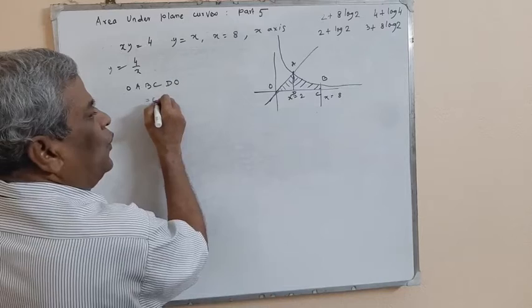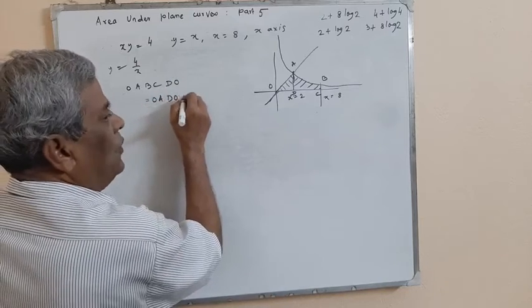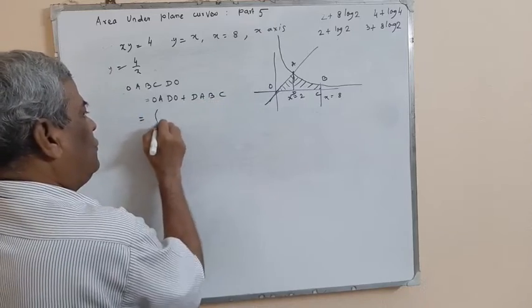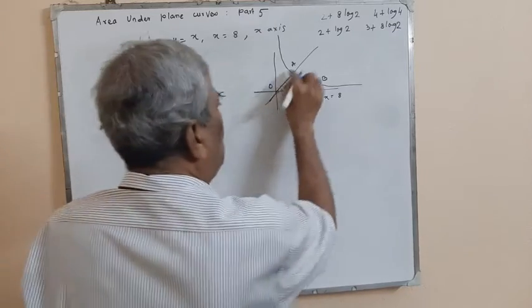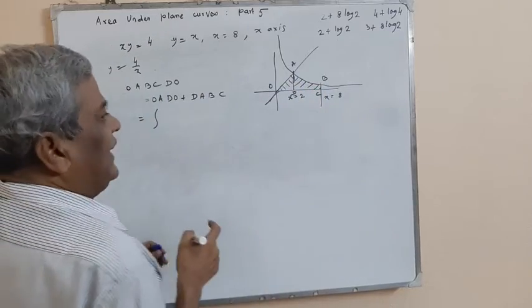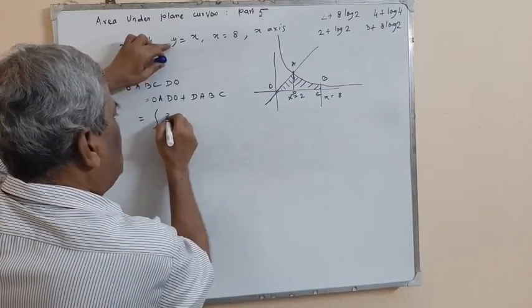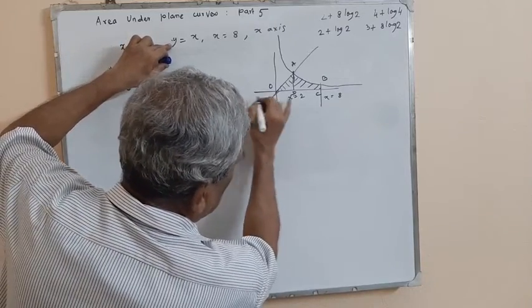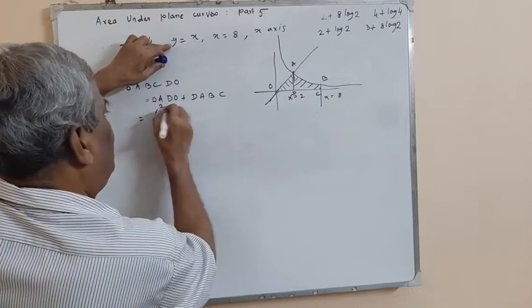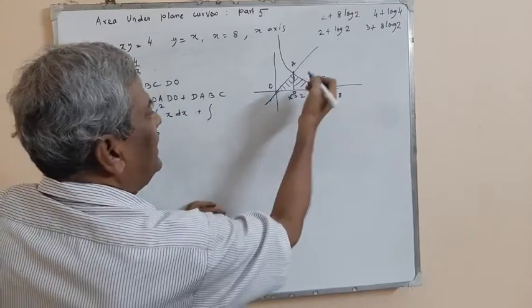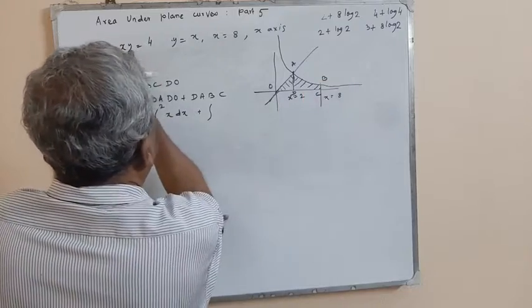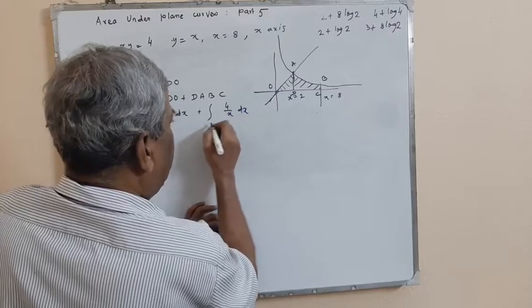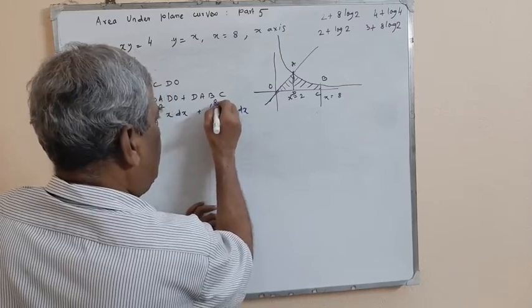It is equal to OADO plus DABC. For OADO, it is y dx, and y is taken from this, x dx, limit from 0 to 2, plus the other one, y dx. Y should be taken from this, that is 4 by x dx, and it is from 2 to 8.